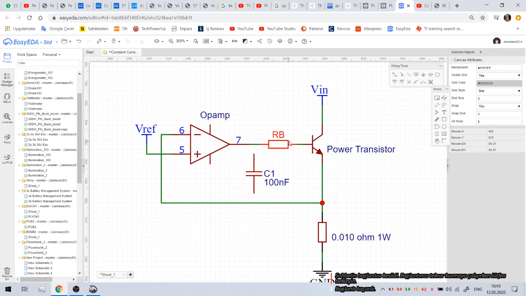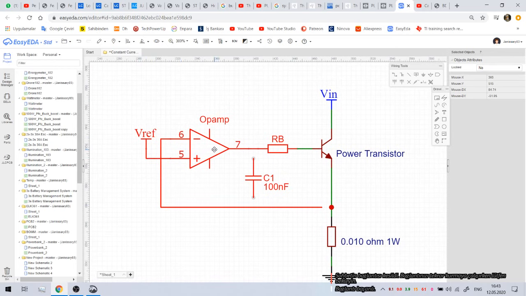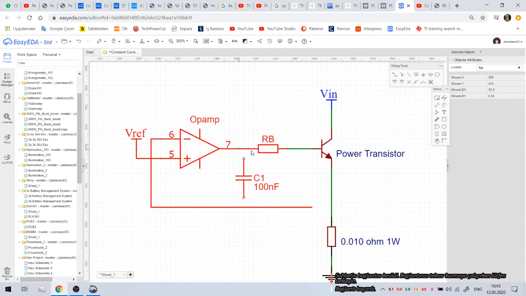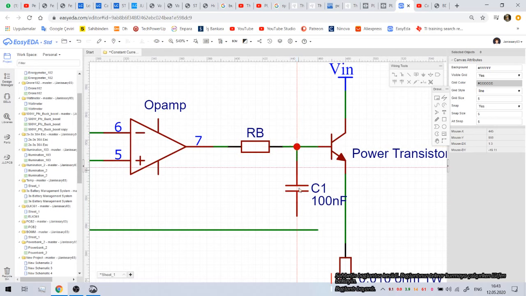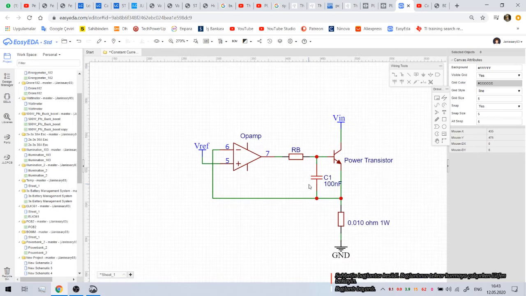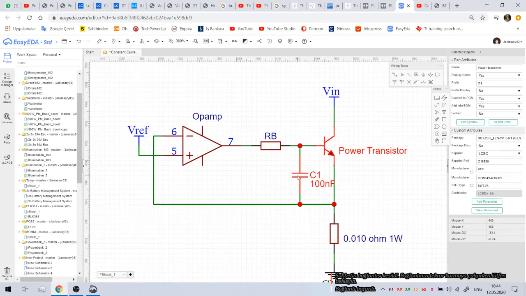You need to calculate all of these parameters, but I don't want to do this. I will quickly do it, and I will also simulate it. Okay, NPN BJT, I will change this. 100 nanofarad is basically a basic one.